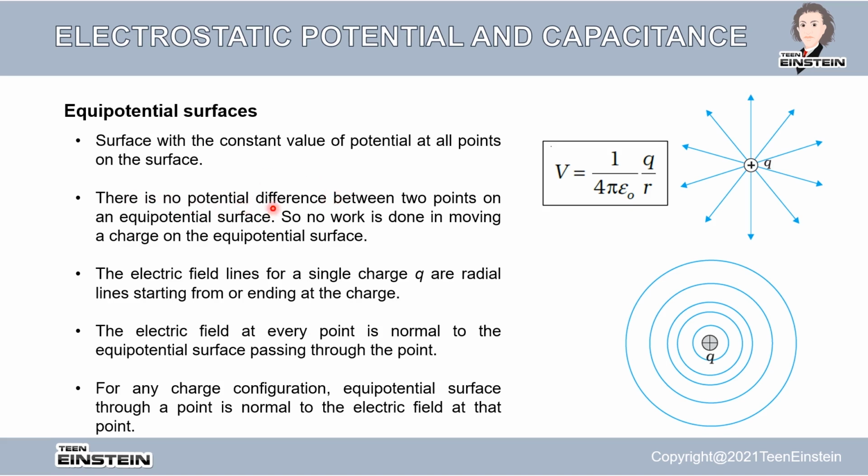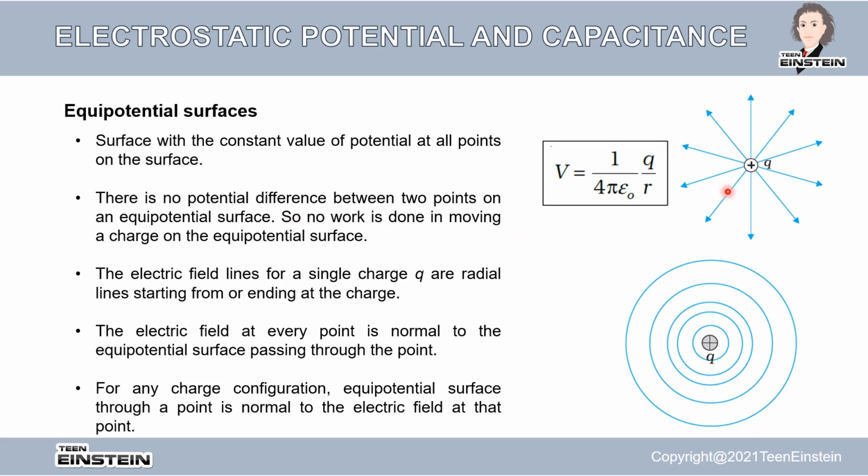There is no potential difference between two points on an equipotential surface. So what does it really mean? If there is no potential difference, then it means that there is no work done. That means you don't have to do any work if you want to move the charge along that equipotential surface. So this is the definition of an equipotential surface. You don't have to do any work to move a charge on an equipotential surface.